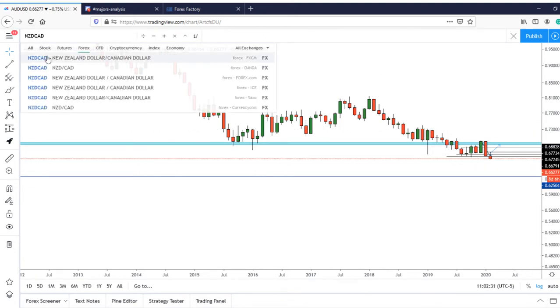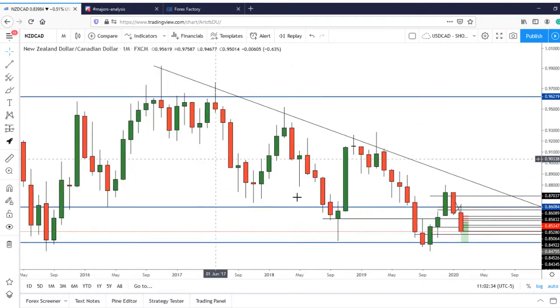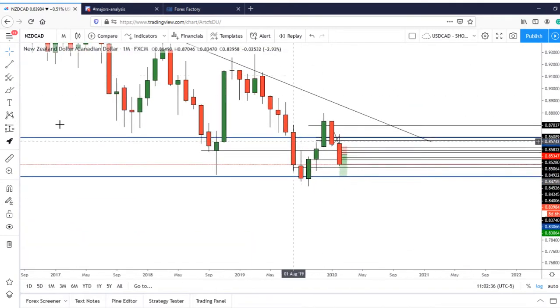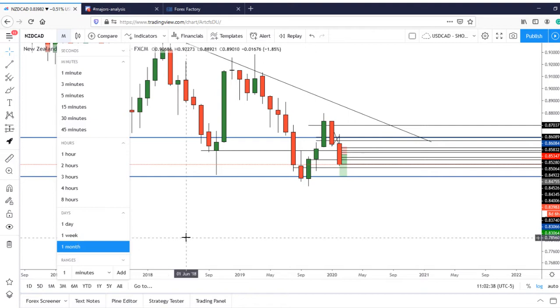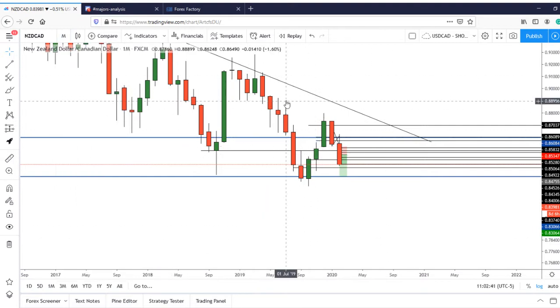So NZDCAD completely melted. And this setup is a setup that we took last week and then again this week, and that's because it was on a monthly time frame that the trade was taken.